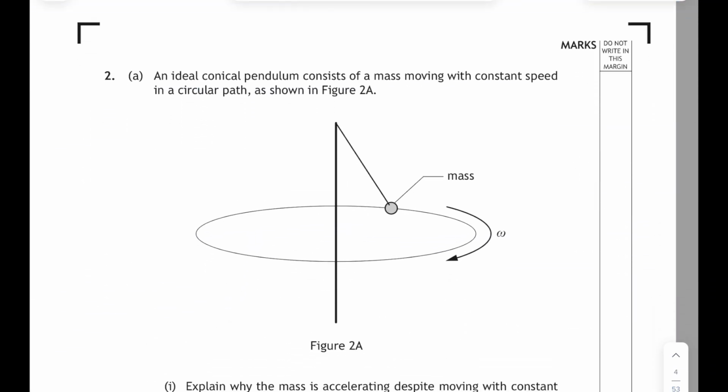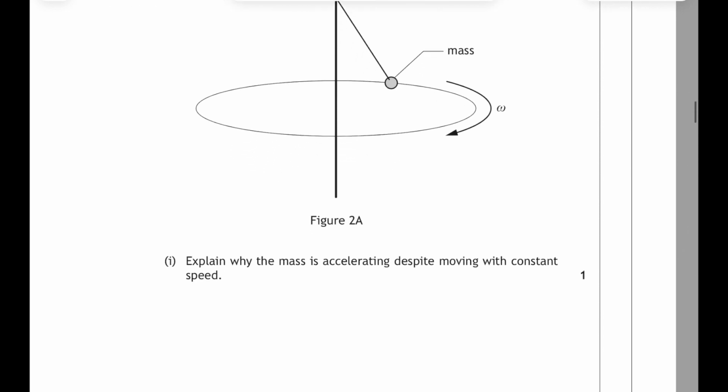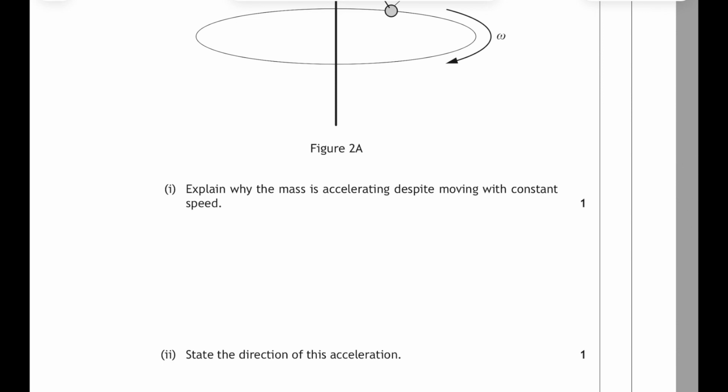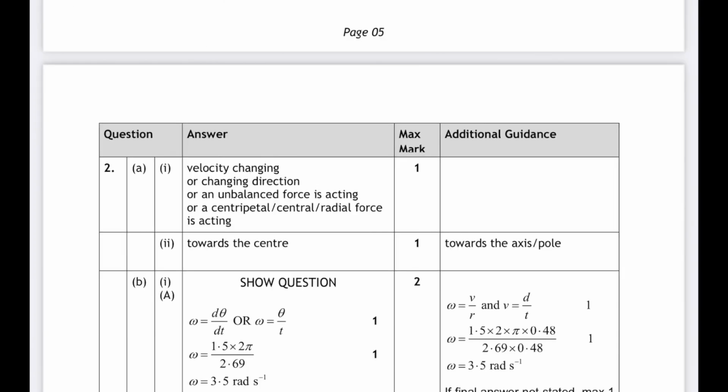So this is a horizontal circle here. It's a conical pendulum that consists of a mass moving with a constant speed in a circular path as shown in the diagram, and we have to explain why the mass is accelerating despite moving with a constant speed. This is exactly the same as the previous question. So same answer, the velocity is a vector, and because a vector's got magnitude and direction, then if the direction is changing, then the velocity is changing, therefore it's accelerating. And there's the MIs, so any one of those statements would get you the 1 mark.